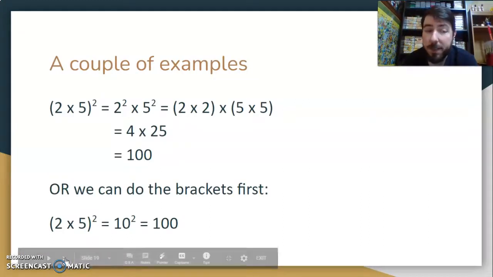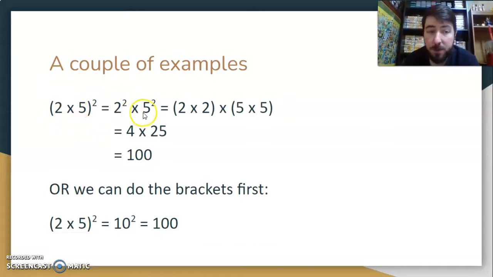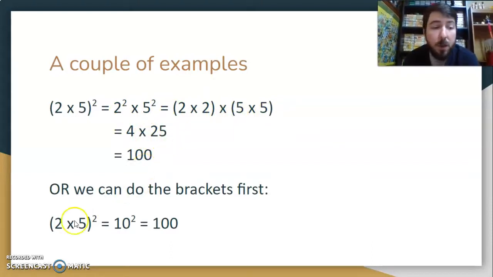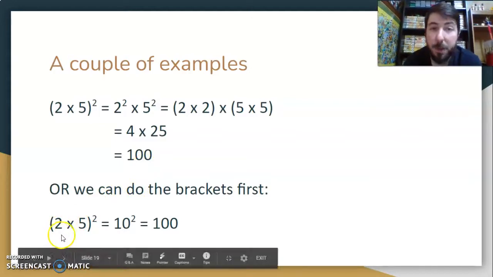And we can also solve these. So (2 times 5) to the power of 2 is 2 to the power of 2 times 5 to the power of 2, which is 2 times 2 times 5 times 5, which is 4 times 25, which equals 100. Or, if we're using the laws of BEDMAS, we can simplify the brackets first, and we do 2 times 5, which equals 10. So then we just do 10 to the power of 2, which equals 100.